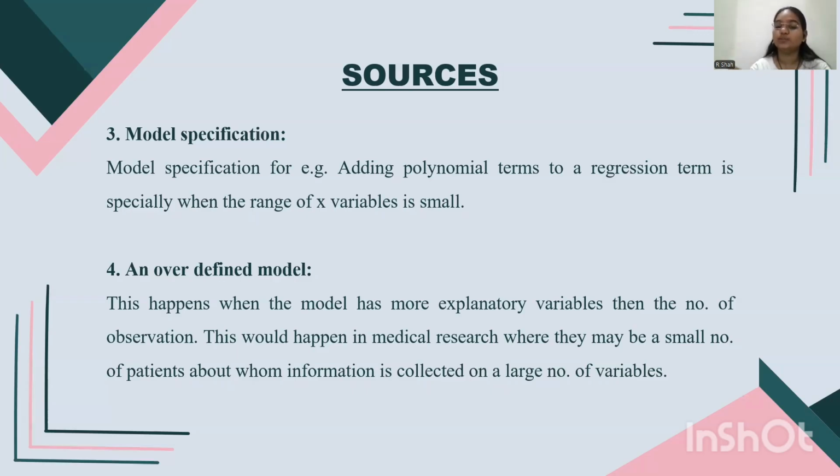So that is a polynomial term. Model specification: if we add a polynomial term to a regression model where the range of x is very small, that is, the range of the x variable is small and you add a polynomial term, this model specification may lead to multicollinearity. Right?